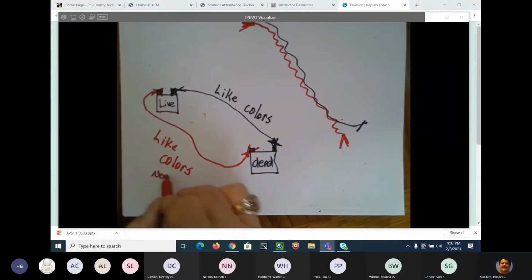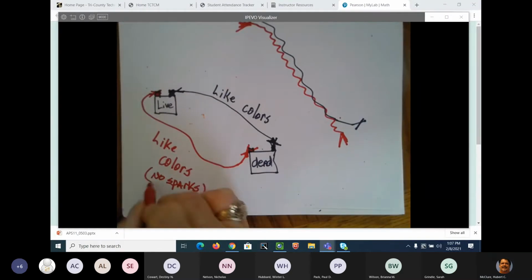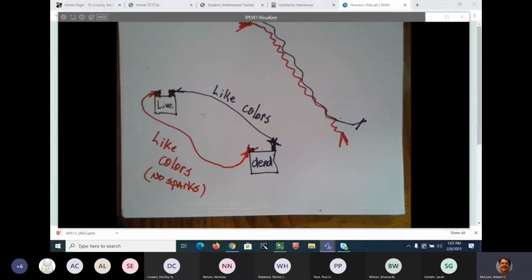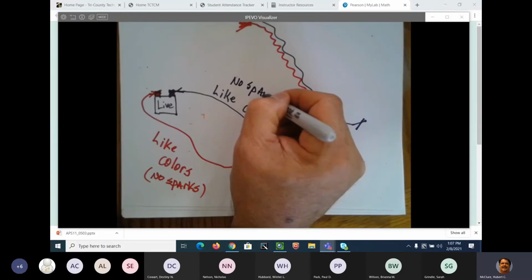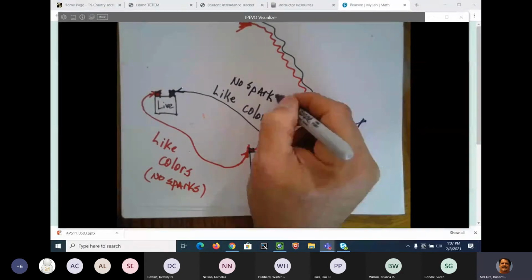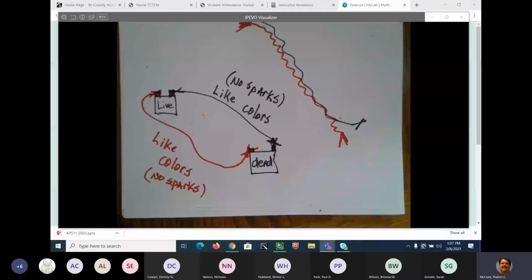no sparks. If you hook up the right colors, are you going to get all kind of sparks? No. You might get a little spark, depending on how dead the other battery is. If the battery's really dead, you're going to get a little bit of a spark when you touch it, but none to be concerned with.